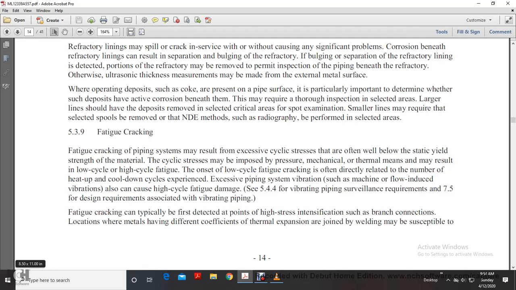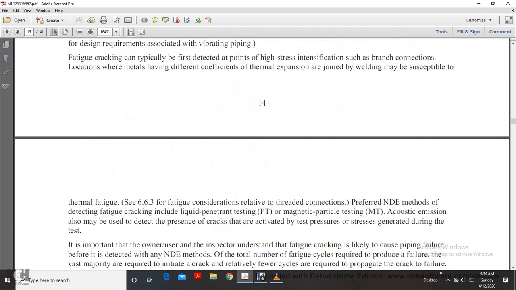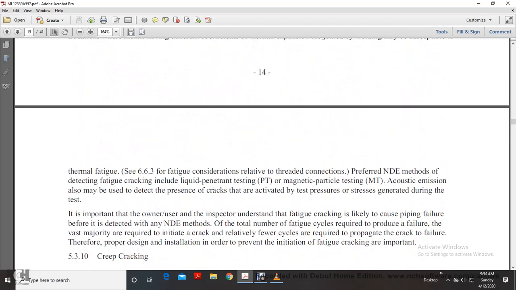Fatigue cracking can typically be first detected at points of high stress intensification, such as branch connection locations, where metals of different coefficients of thermal expansion are joined by welding, susceptible to thermal fatigue, and with fatigue considerations relative to threaded connections, 6.6.3.